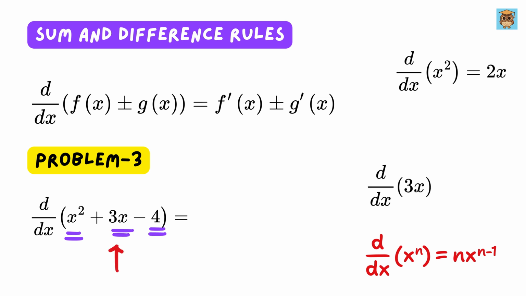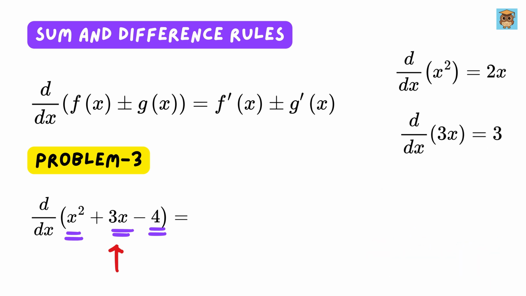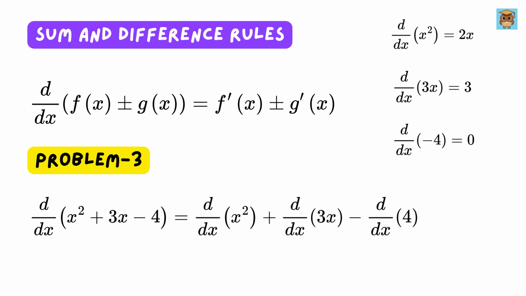Again, using the power rule, the derivative of x will be 1, and thus multiplying by 3 gives 3. Finally, the derivative of any constant, like minus 4, is always 0, as already mentioned earlier. Now, using the sum and difference rule, we add up all the results to get the derivative of this as 2x plus 3 as the final answer.